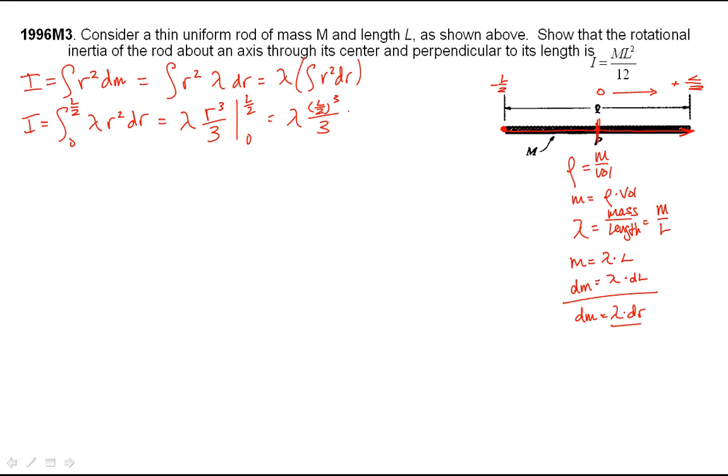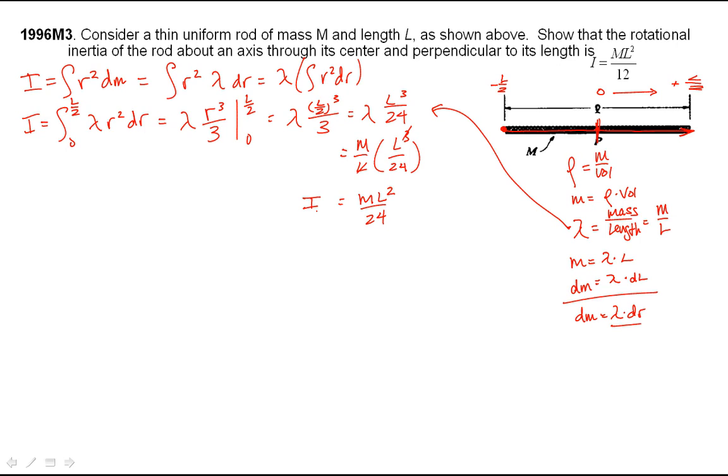That's L cubed over 24, so I have lambda L cubed over 24. Now, that's not looking like what they want me to do. Our answer is supposed to be ml squared over 12, so I need to get the m back in here. My last step is to take my value for lambda and sub that back in. So lambda is m over L, times L cubed over 24. You can see one of the L's drops out, and I get ml squared over 24.